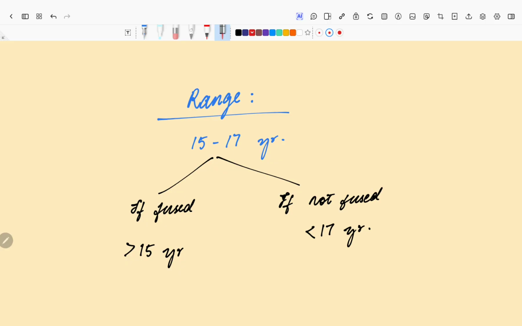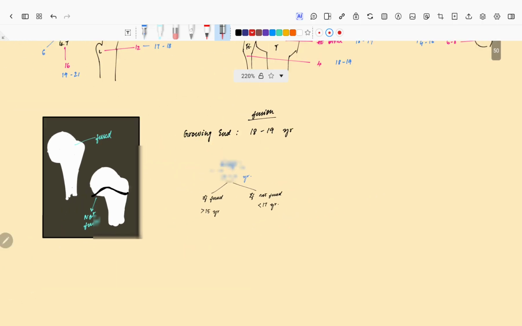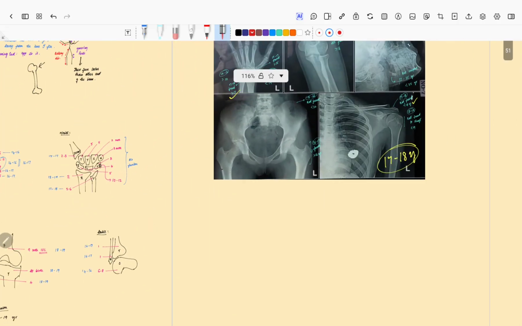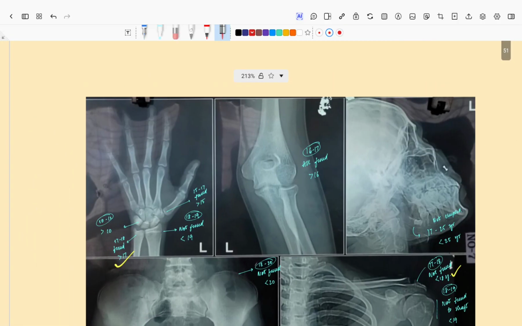Okay, so this is a general rule you need to apply. If it is fused, you will say that the person is more than this age. If it is not fused, you will say that the person is less than this age. Okay, this is a general rule. And then we'll see one example X-ray.